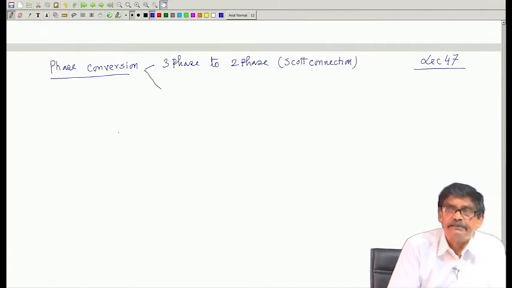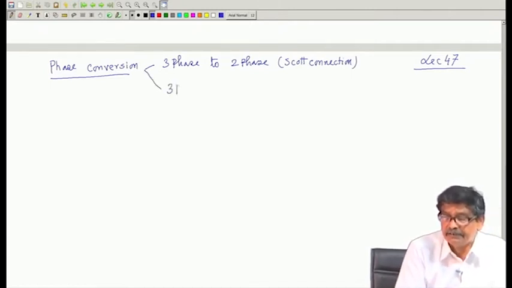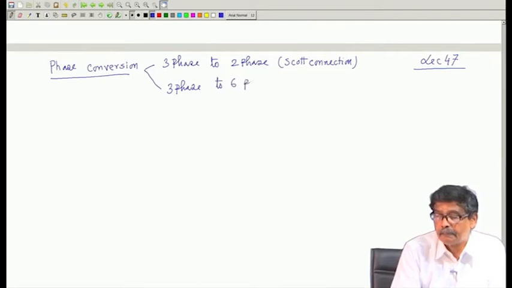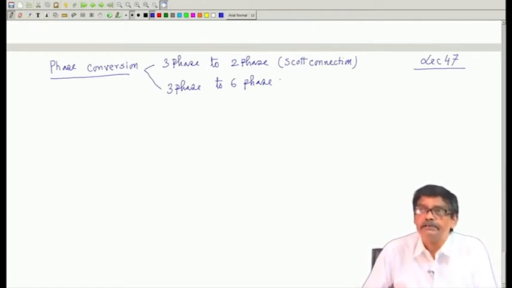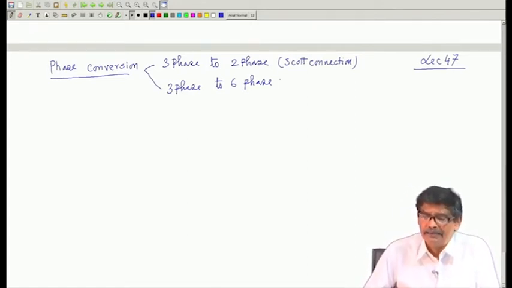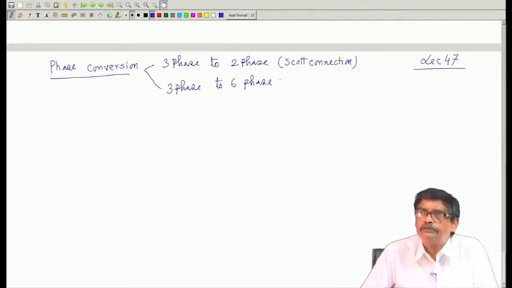Similarly, another connection is 3 phase to, say, 6 phase conversion. A 3 phase supply is there, and you require a 6 phase supply. There are motors which are 6 phase. We want a 3 phase balanced to 6 phase balanced system. A 6 phase balanced system will be what? There will be 6 voltage phasors which will be 60 degrees apart. A 3 phase system has 3 voltage phasors of equal magnitude, 120 degrees apart.